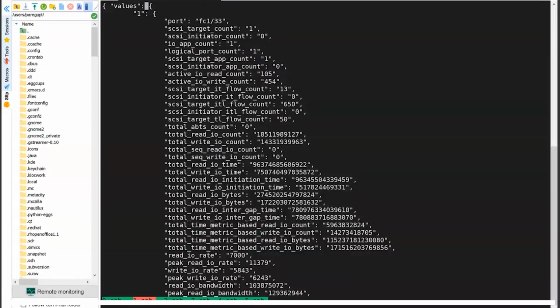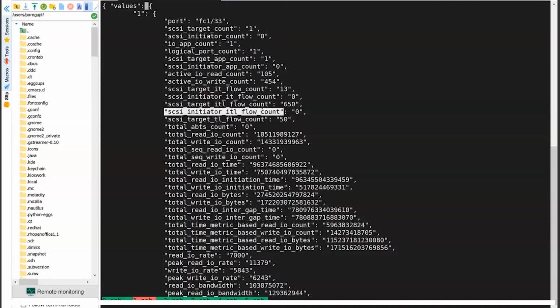essentially I see 650 ITL flows via a target, like the target is on the network side of this particular port, right? You see these two metrics are very similar, but one is 0, the other one is not. There's a reason for that: I don't see an initiator on the network side of FC133, and that's why this number is 0.